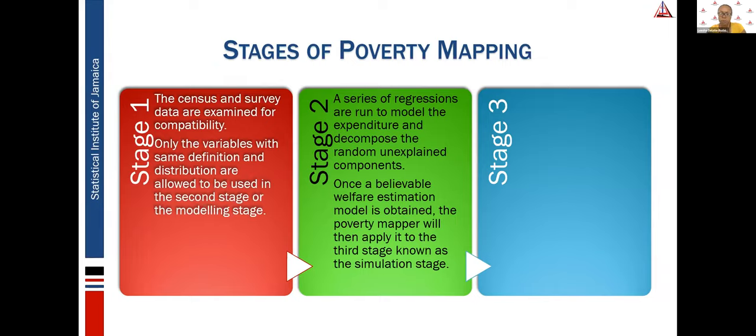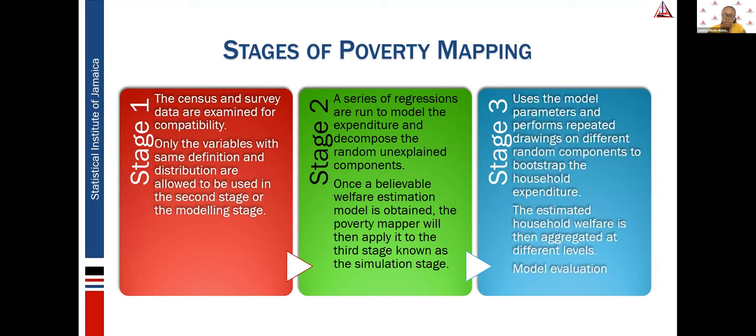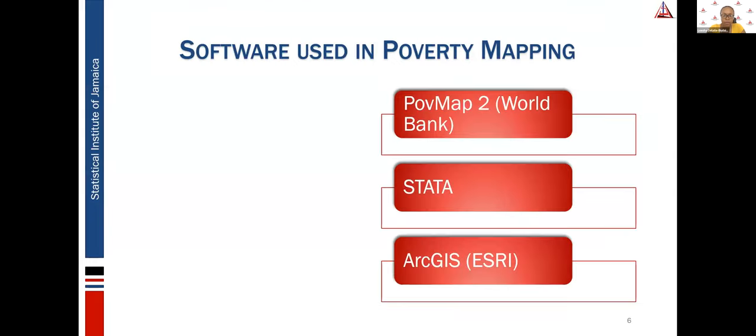Once a believable welfare estimation model was obtained, we applied that model to the third stage, which was the simulation stage. In stage three, we used the model parameters that we had agreed upon and defined in stage two, and we performed repeated draws on different random components to bootstrap household expenditure. The estimated household welfare was then aggregated at different levels. Also in this stage, we had some level of model evaluation, even after estimation.